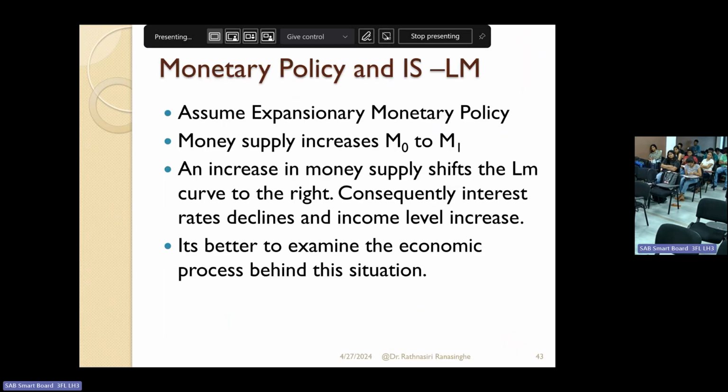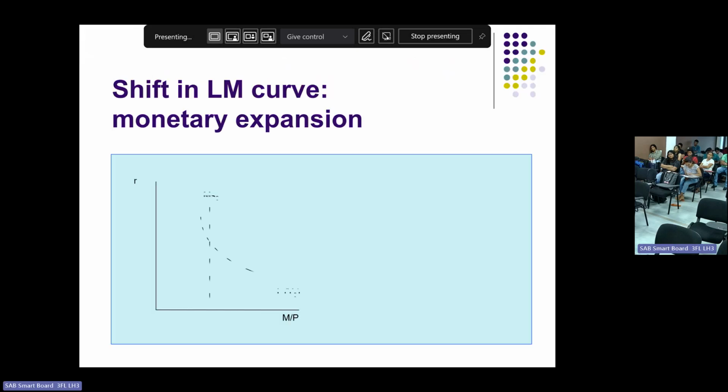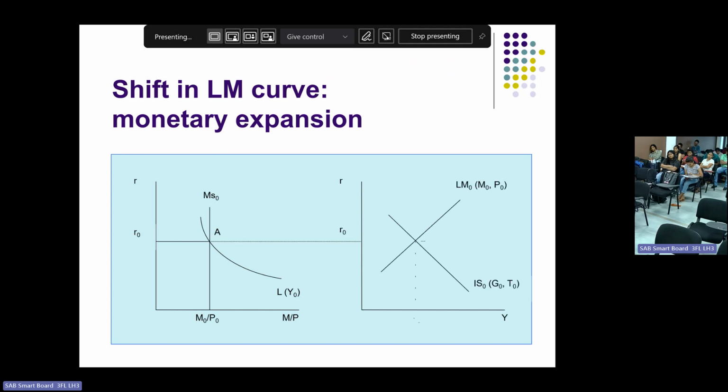Then we identify monetary policy also, that is, monetary expansion. We look at the money market adjustment and how it impacts the LM curve. If there is a rise in the money supply, the policy variable, the money supply curve shifts to the right, and due to the expansion in the money stock, the LM curve also shifts to the right. So we see a reduction in the interest rate, and the income level also increases from Y0 to Y1.